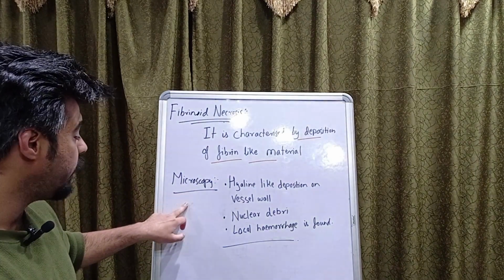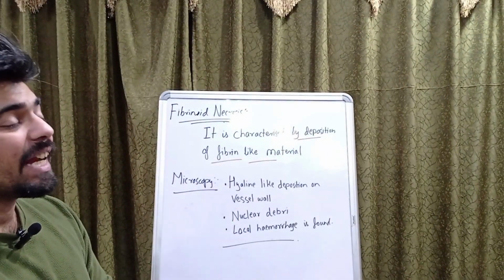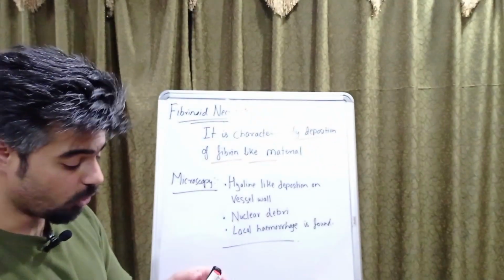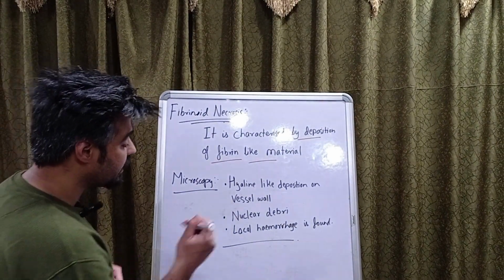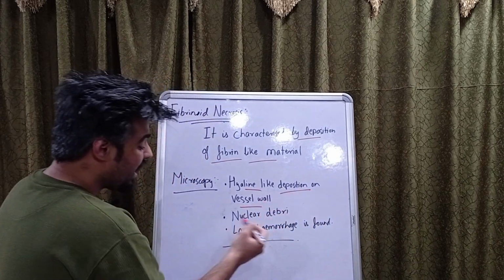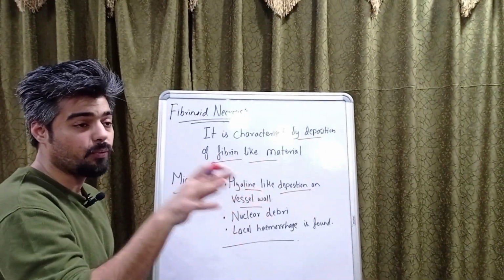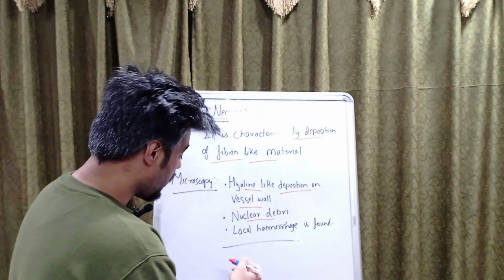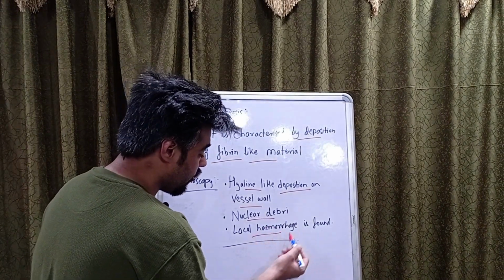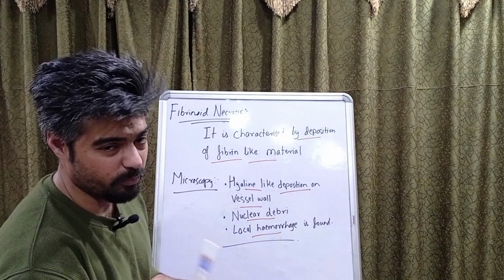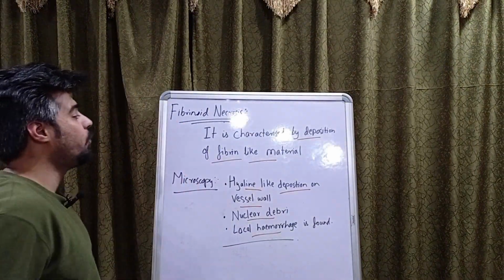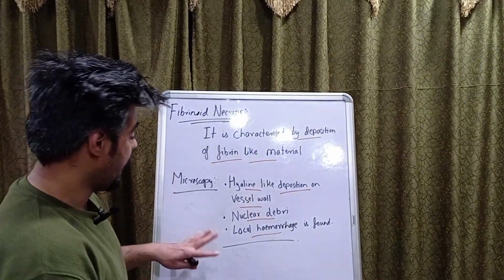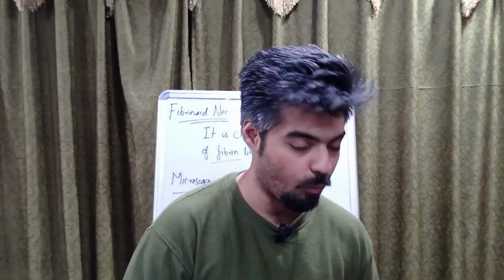Next, in the microscopy, what will we find there? We will find hyaline-like deposition on the vessel wall. In the foci of the necrotic center, we will find nuclear debris. We can also find local hemorrhage due to some injury of the vessel wall. So this is all about fibrinoid necrosis, and that's all with the necrosis. Now there's only one process left, and that is apoptosis. So let's go towards apoptosis as well.